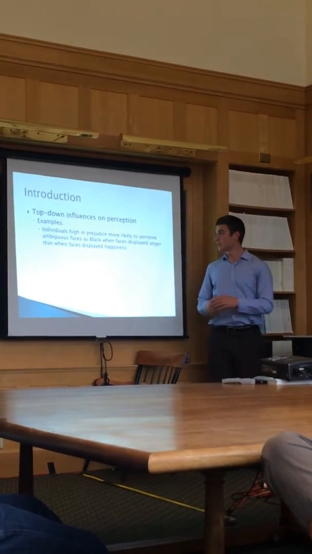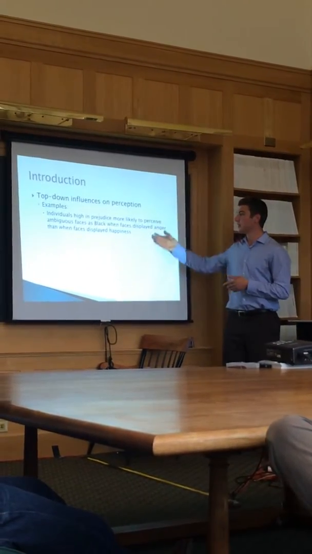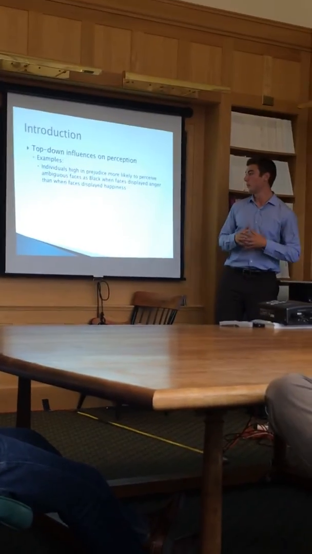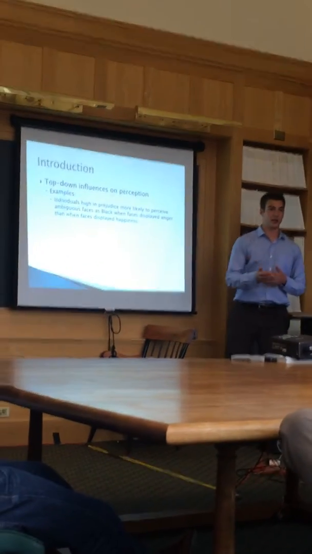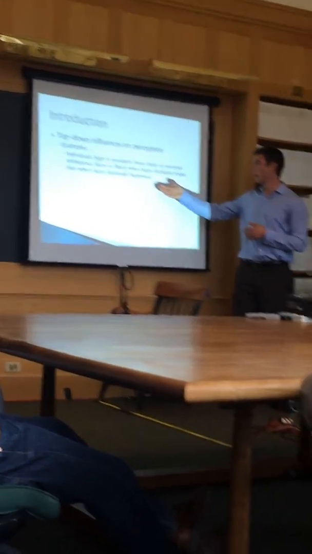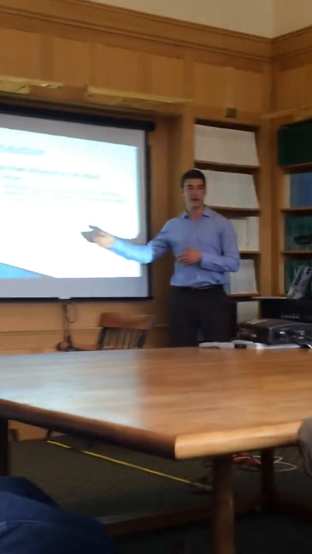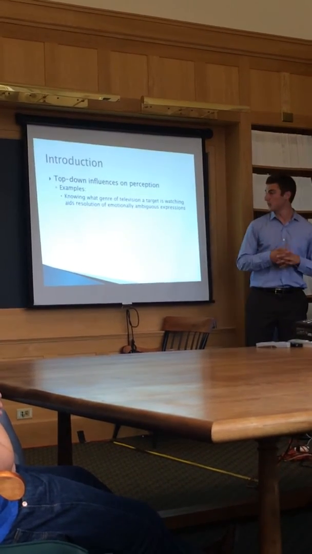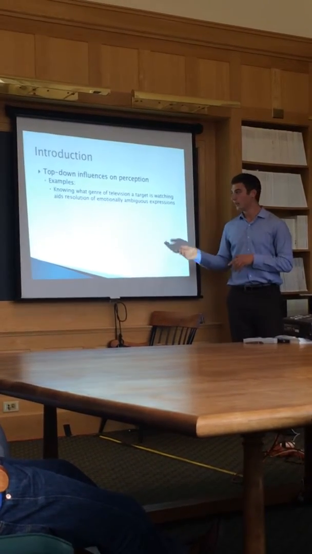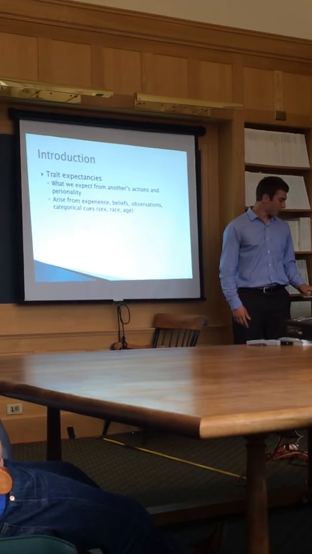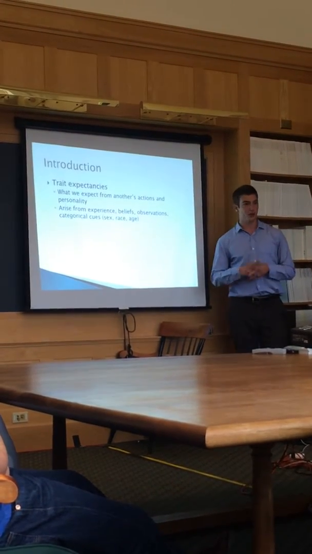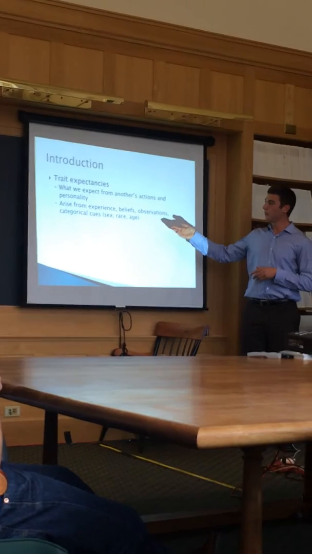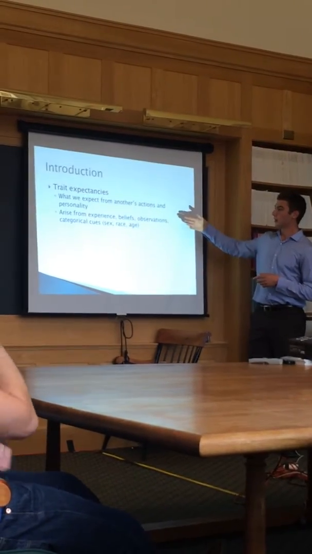So what are some of these top-down influences on perception? Prior literature has shown that individuals high in prejudice are more likely to perceive ambiguous faces as black when the faces display anger than when they display happiness. So the stereotype of black as angry caused these people who are high in prejudice, so they hold the stereotype, to perceive the faces as black. Another example: if you see a target who has an emotionally ambiguous expression and you know what genre of television they're watching, it helps you resolve that expression. So clearly there are top-down influences on the evaluation of other people, their faces, and their facial expressions.